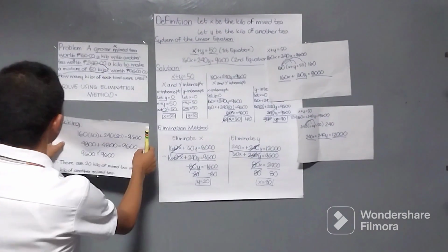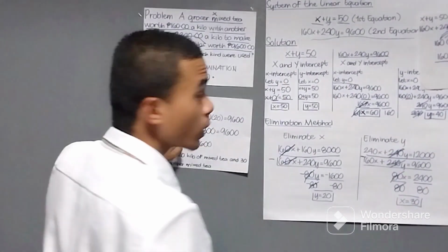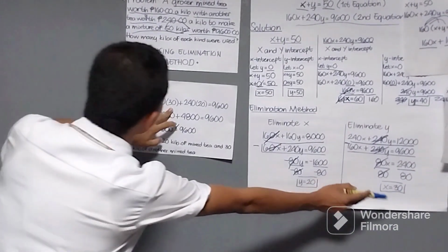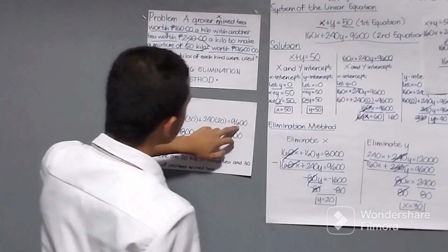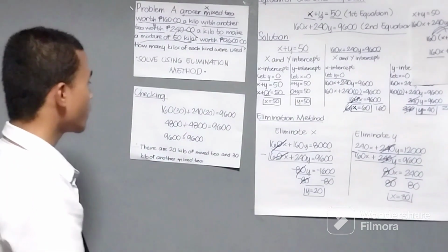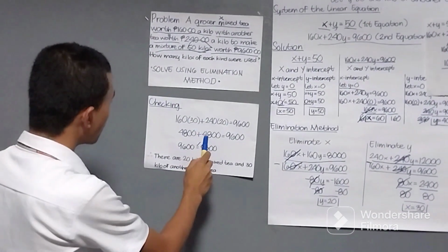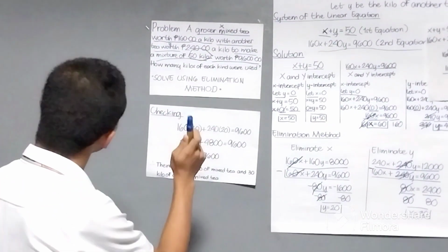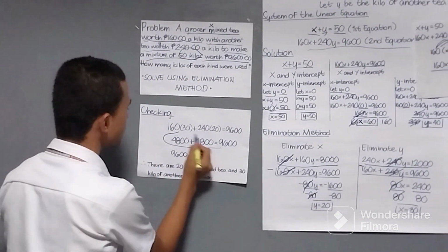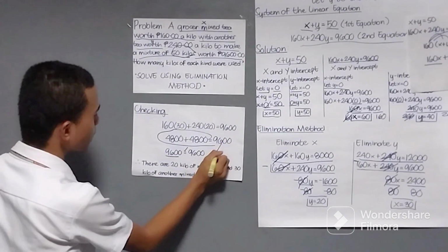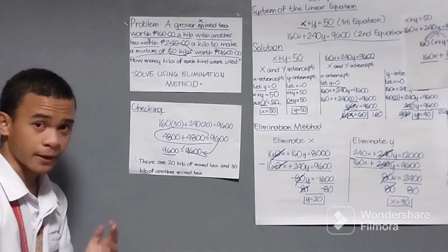Now if we do the checking, 160x, what is our x? That would be 30, plus 240y, what is our y? That is 20, equals 9,600, and we multiply them. So 160 times 30 is 4,800, plus 240 times 20, again 4,800, equals 9,600. Now add both of these, that comes up to 9,600 and 9,600, which means our solution is correct.